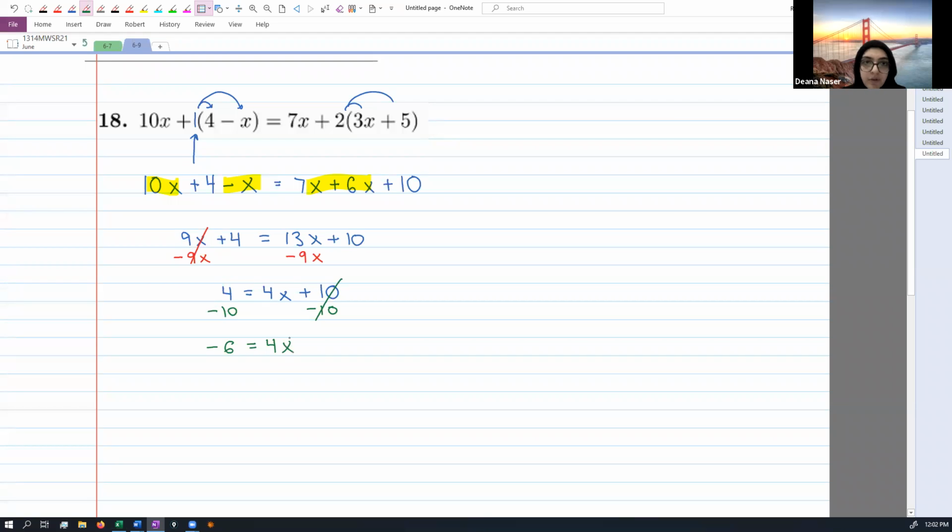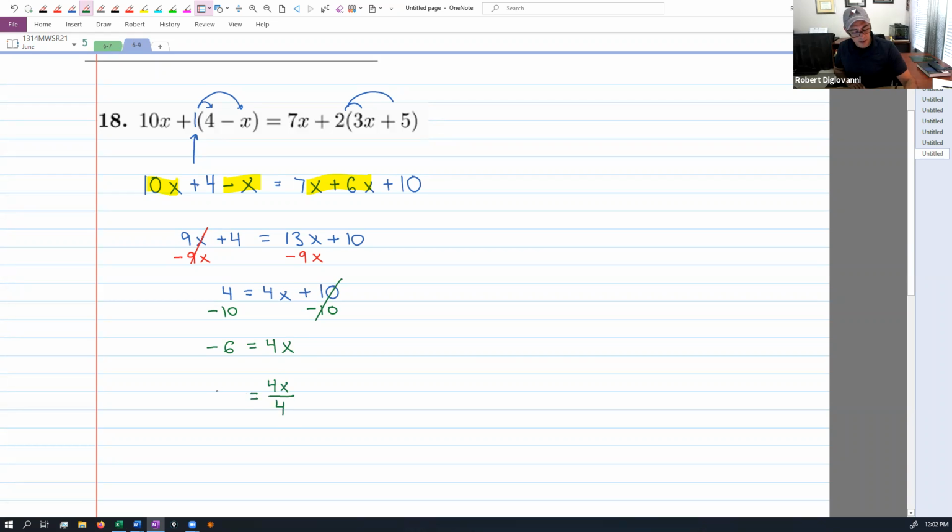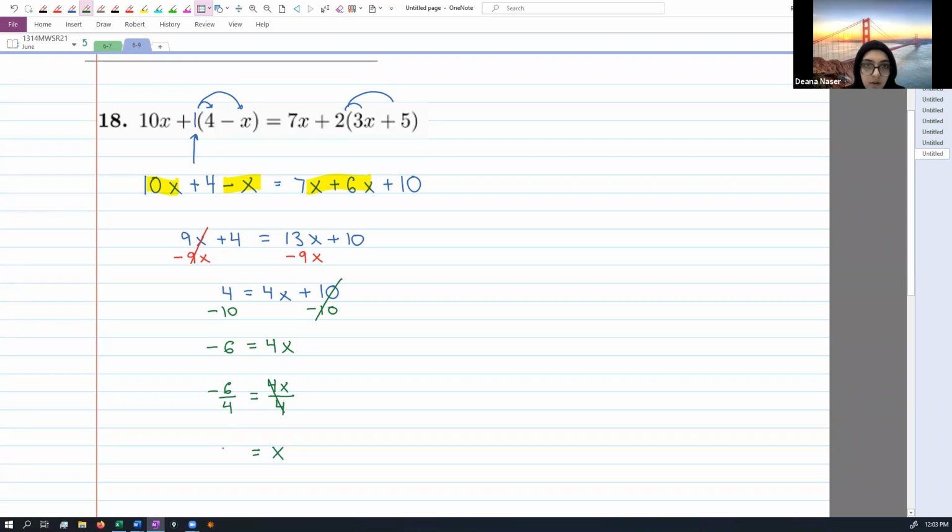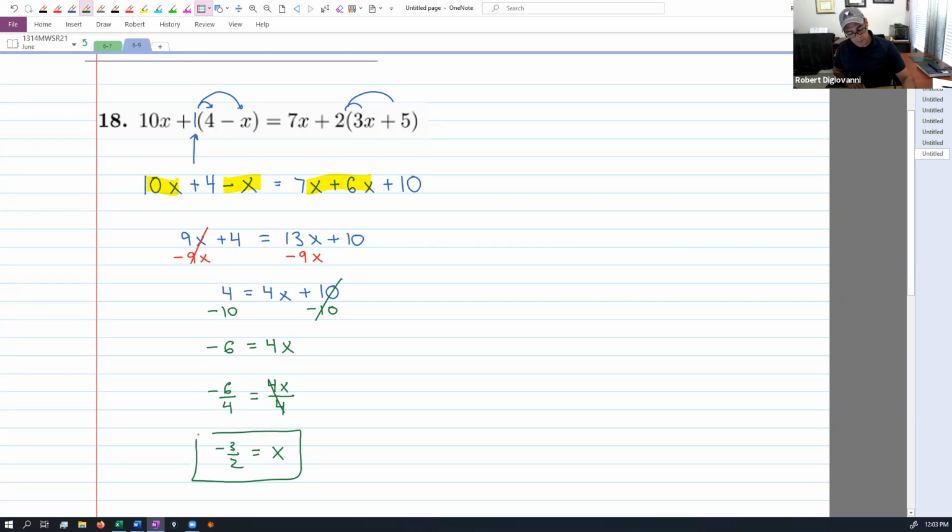Divide by 4 on both sides. Yeah, we're almost there. We just needed to get a 1 in front of the x. So you divide both sides by 4. Yes, and then we'll simplify the fraction. So we'll divide it by 2. It'll become negative 3 over 2. There we go. Reduce the fraction. Does anyone have a question on that?